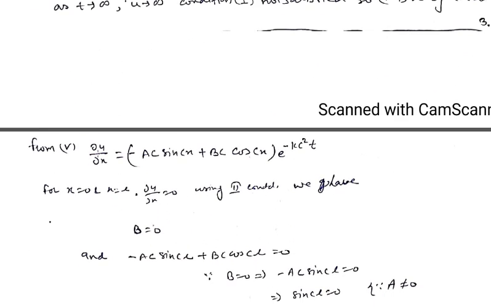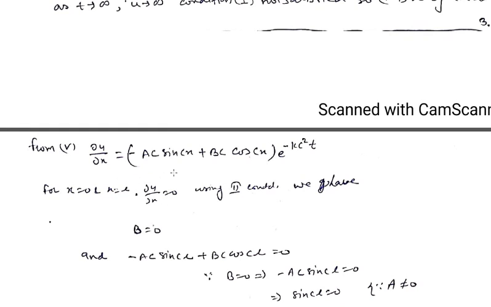When we put x equal to 0 here, del u upon del x becomes 0, and sin cx becomes 0, cos cx becomes 1. The remaining term is bc into exponential minus kc square t equal to 0. Because c is not equal to 0, since if c is equal to 0, lambda becomes 0, and the exponential term is not equal to 0, ultimately we have b equal to 0. From x equal to 0 and del u upon del x equal to 0, it gives us b equal to 0.